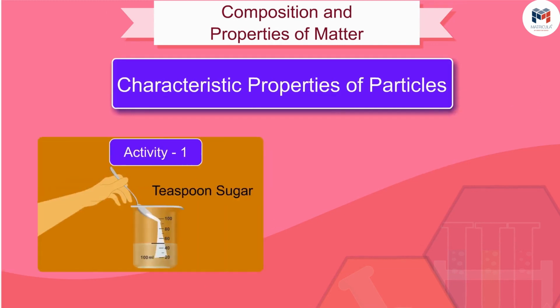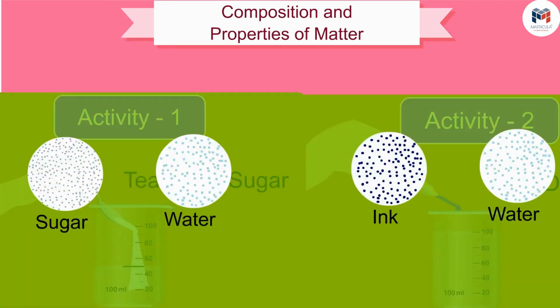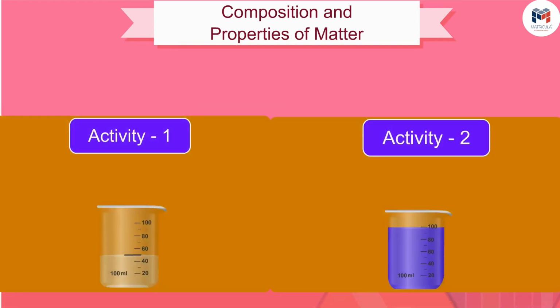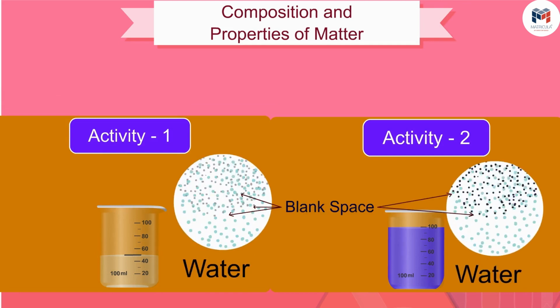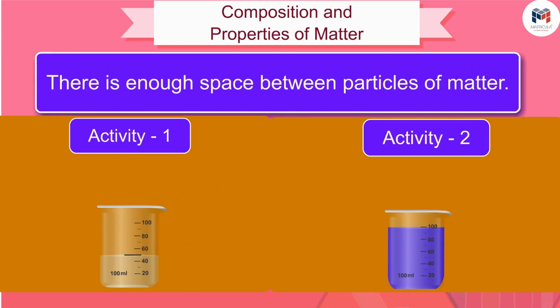In activities 1 and 2, we saw how the sugar and ink particles were evenly distributed in water. This is possible because particles of one matter are incorporated into the spaces of particles of another matter. It shows that there is enough space between particles of matter.